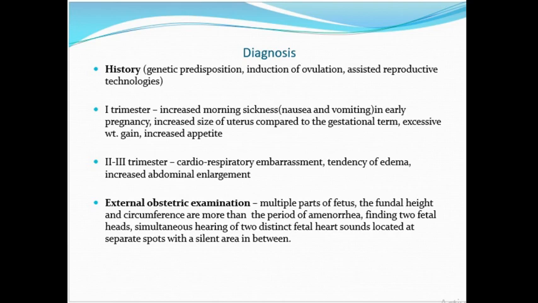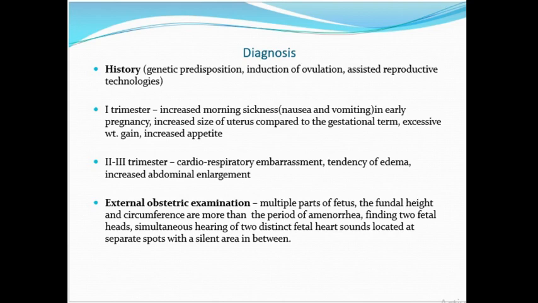Now, in the second to third trimester, this woman may have tendencies of having pedal edema, and also the abdomen may become extremely large and also may be experiencing some cardiorespiratory embarrassment. We can also use the external obstetric examinations to determine whether it's a multiple pregnancy or not. For instance, if we palpate multiple parts on abdominal palpation, we may come to the realization that it's a multiple pregnancy.